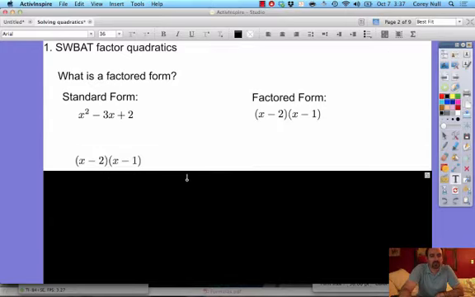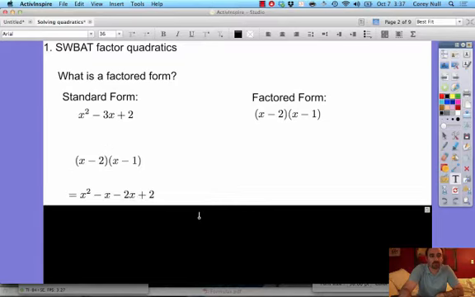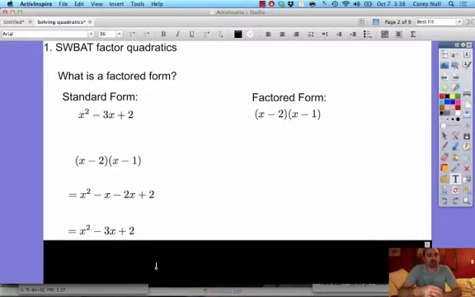So this is the factored form again. How do we know they're the same? We FOIL. Okay. Again, firsts, x times x is x squared. Outsides, x times negative 1 is negative x. Negative 2 times x is negative 2x, and negative 2 times negative 1 is positive 2. Combine like terms, and I get the quadratic. So that's how I know that standard form and factored form of an equation are the same.